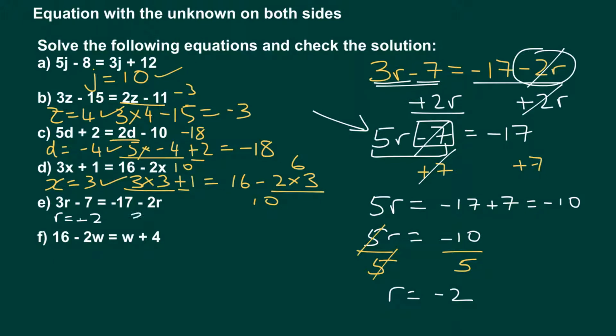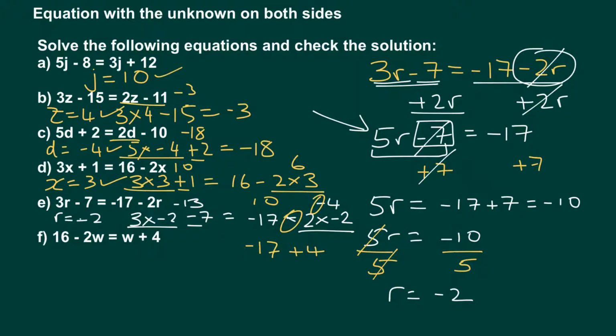We can double check that. We have 3 times negative 2 minus 7. 3 times negative 2 is negative 6, minus 7 is negative 13, equals negative 17 minus 2 times r, so 2 times negative 2. 2 times negative 2 is negative 4. So it becomes negative 17 plus 4, because this negative and this negative combine to give us a positive here. And negative 17 plus 4 is negative 13. So the left-hand side balances with the right-hand side. So we know that r equals negative 2 is the correct answer.